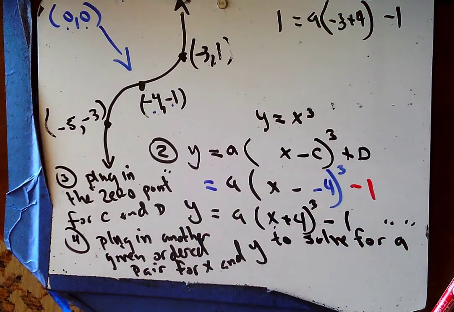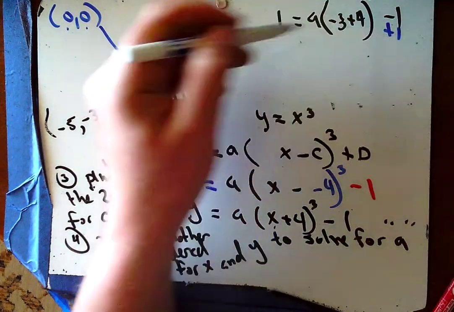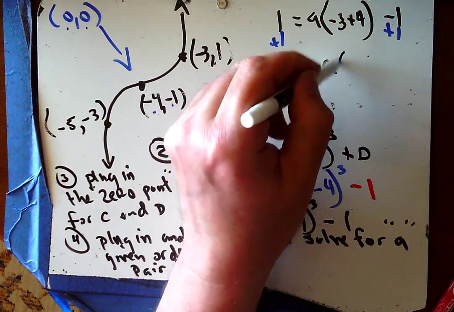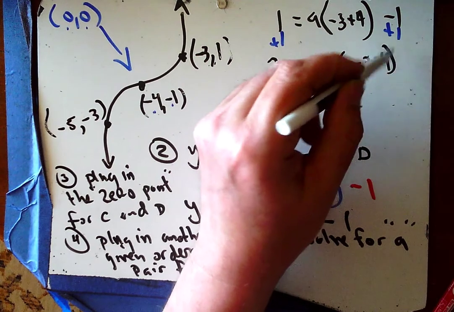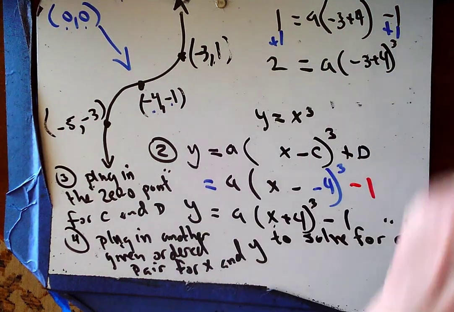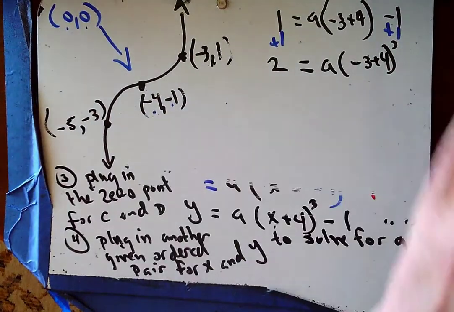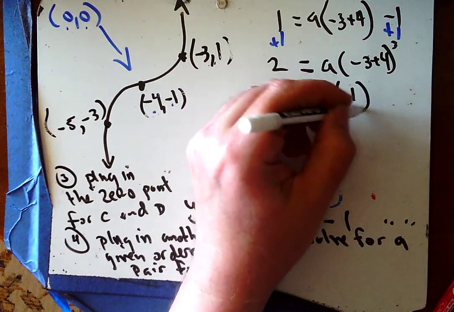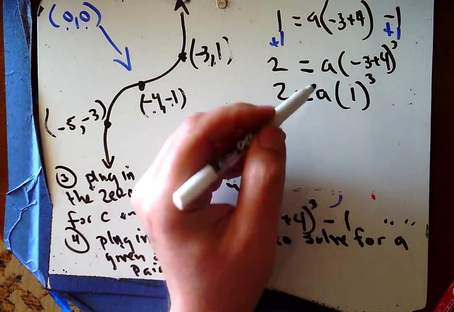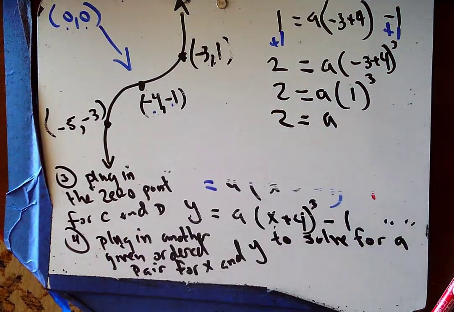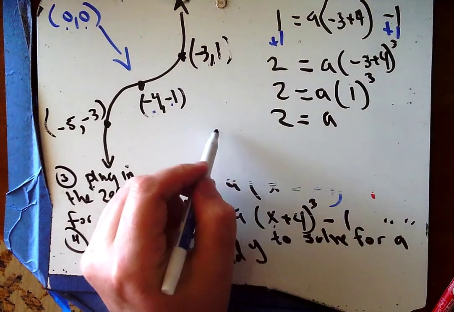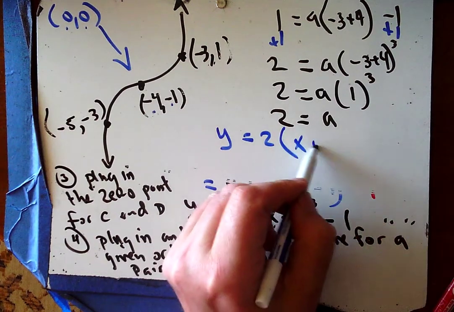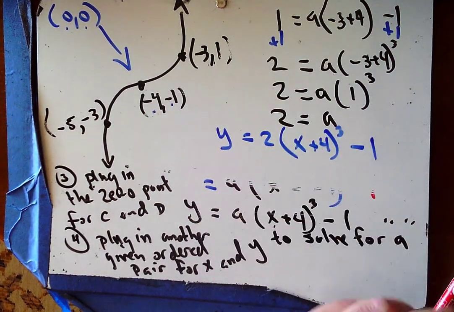Now let's solve this equation for a. I add 1 to both sides, and that gives me 2 equals a, negative 3 plus 4, cubed. Now what is negative 3 plus 4? Well, negative 3 plus 4 is 1. So now we've got 2 equals a, 1 to the third. And 1 to the third, well, that's just 1. 1 times a is a, so a equals 2. And so then my equation for this graph is y equals 2, x plus 4 to the third minus 1.